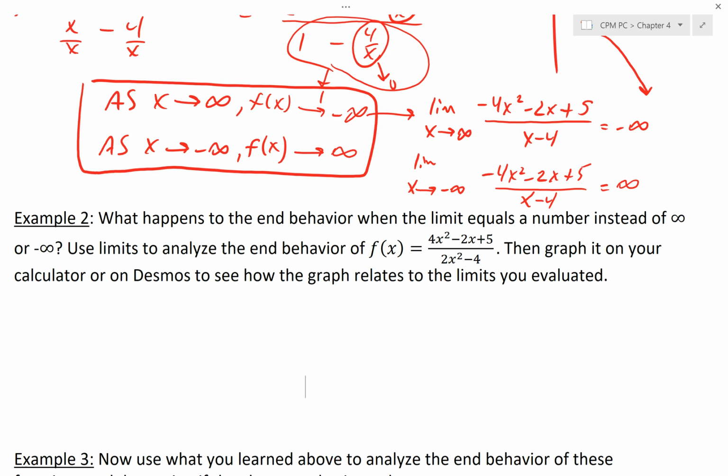Okay, so what did you all get for the limits, the left and right end behavior limits? You got 2? Anyone else get 2? I got 2. You got 2? Okay, they should be 2.